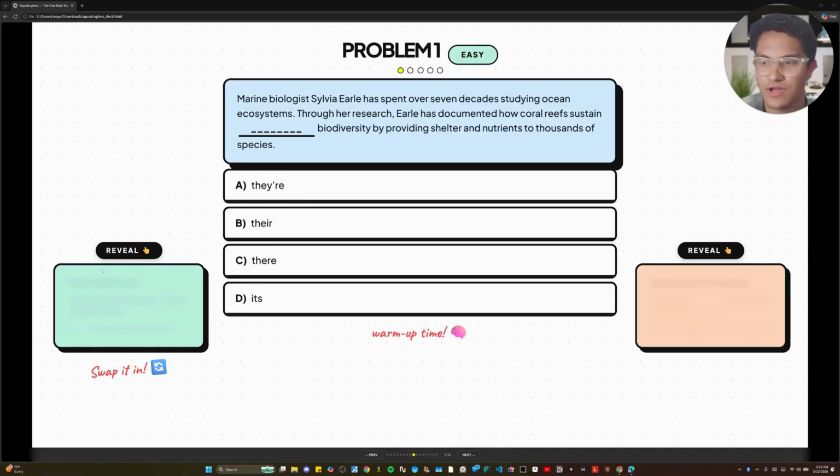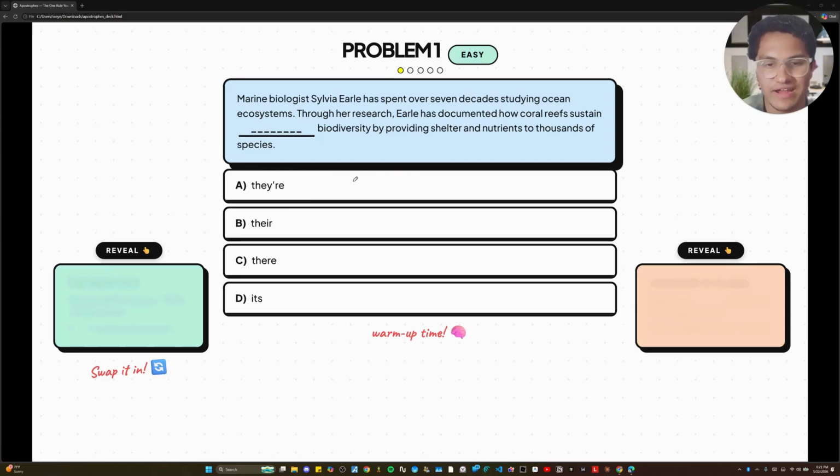Through her research, Earle has documented how coral reefs sustain blank biodiversity by providing shelter and nutrients to thousands of species. I already see that coral reefs here is plural, so I know D is going to be wrong. There is used to show location, like in option C, so I know that's also going to be wrong. So we're left with A and B, and we need to run the swap test.